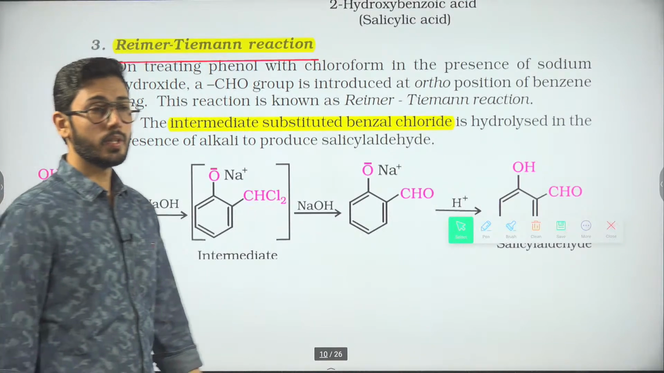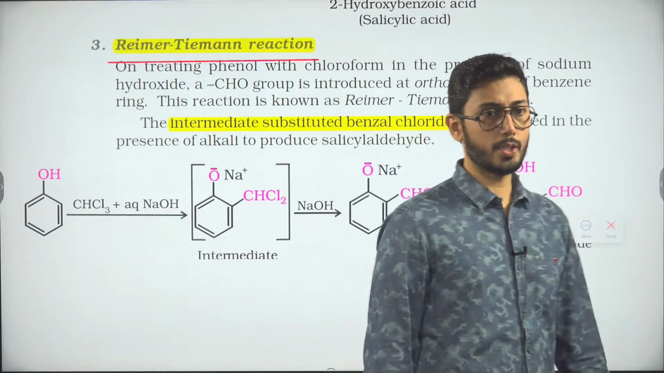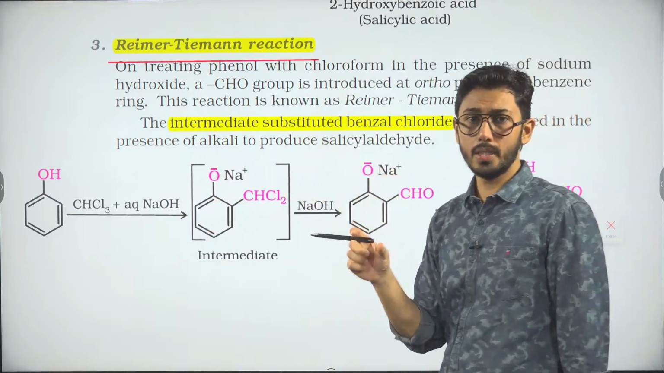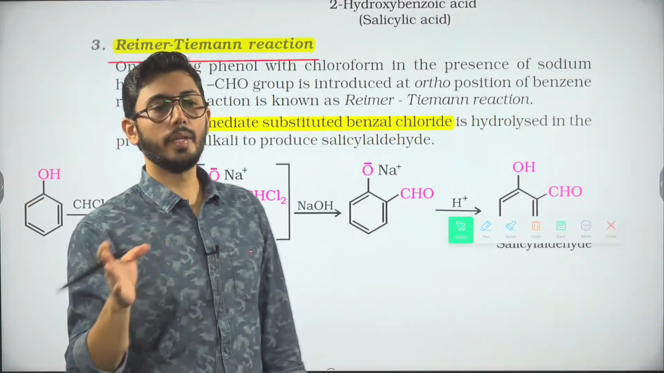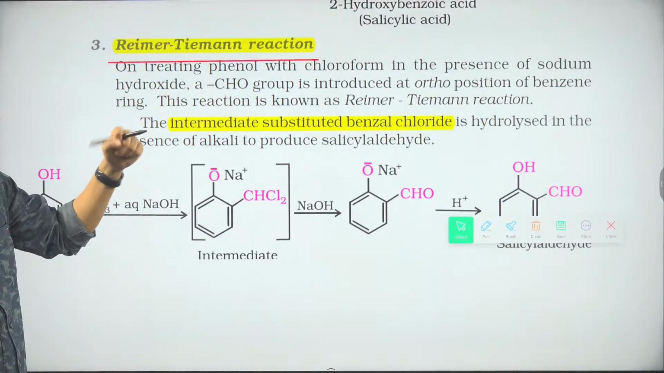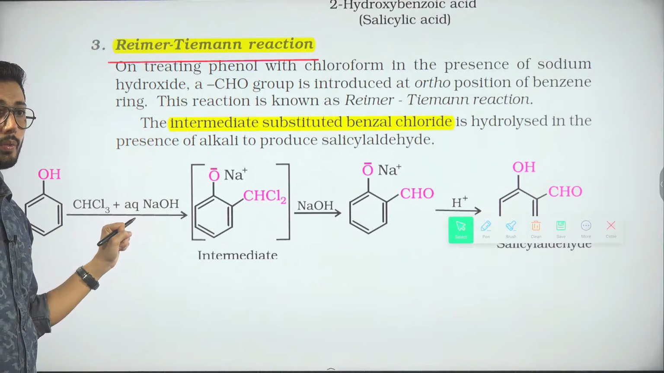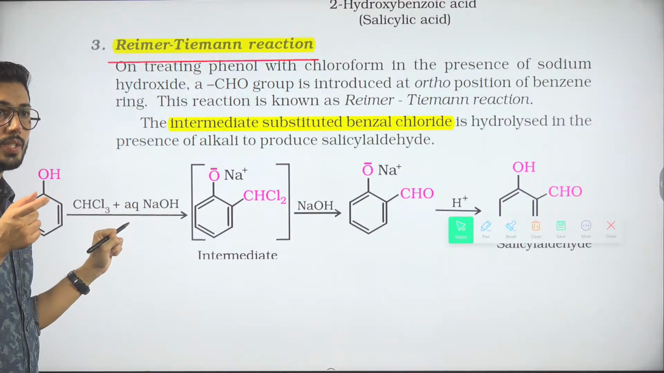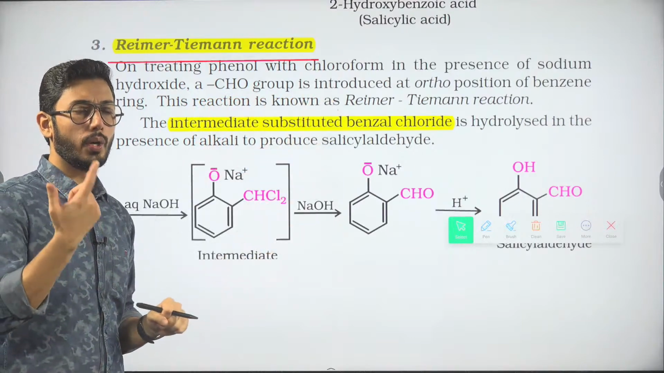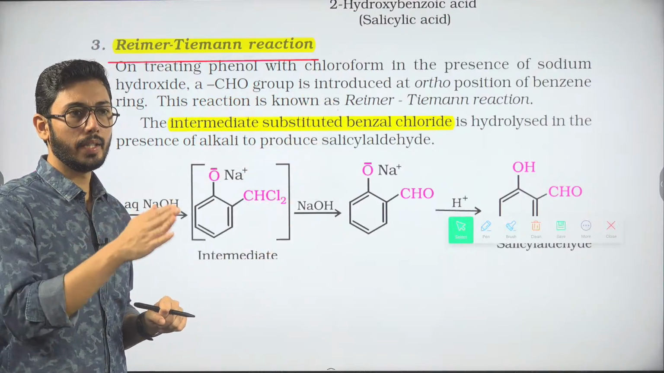Then the next name reaction is the Reimer-Tiemann reaction. In the Reimer-Tiemann reaction, what is taken? Again phenol. Then the reagent is chloroform in alkaline medium, with NaOH. Phenol is treated with chloroform and aqueous NaOH. Finally, on the benzene ring, which group is introduced? An aldehyde group is introduced at the ortho position majorly, and minor at the para position.